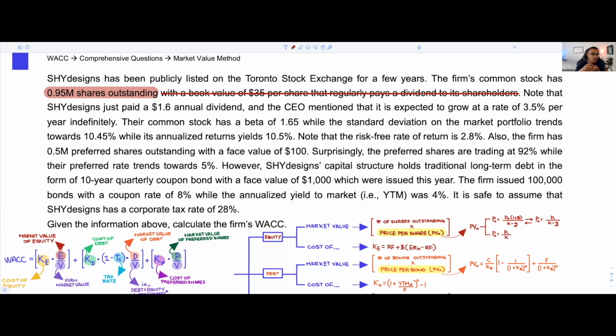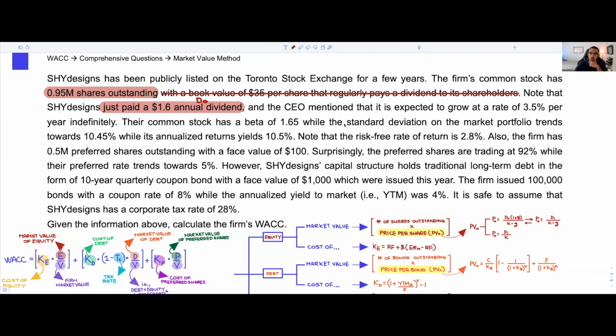Note that Shy Designs just paid a 1.6 annual dividend, and the CEO mentioned that it is expected to grow at a rate of 3.5% per year indefinitely. Now there's a lot of good stuff in this sentence, so let's highlight them together. Number one, they told you that they just paid a dividend of $1.6 per share. That's extremely relevant because this is what we're going to call D0. Extremely relevant. And then we're going to try to find these things in our formulas.